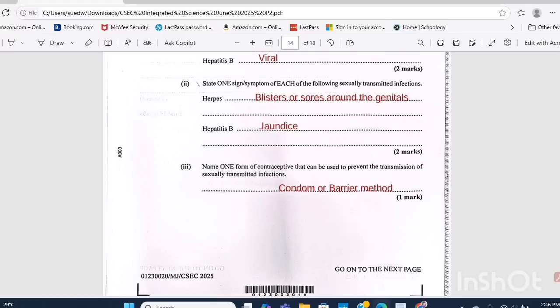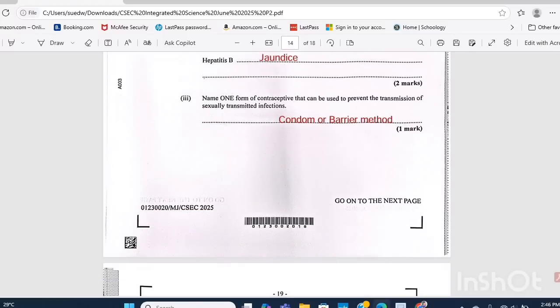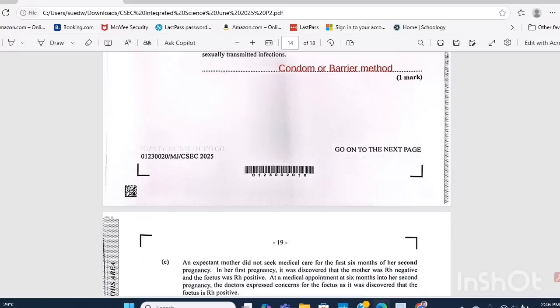Part 3 says name one form of contraceptive that can be used to prevent the transmission of sexually transmitted infections, and that would be the condom or the barrier method. All right, and that would be 1 mark.